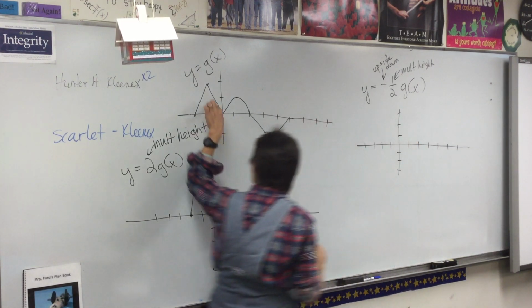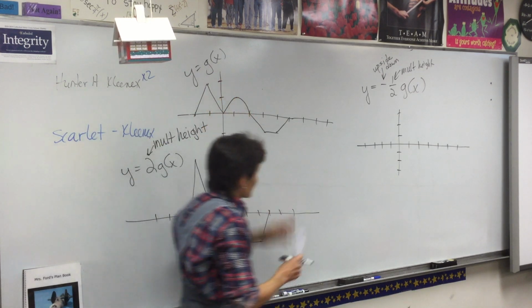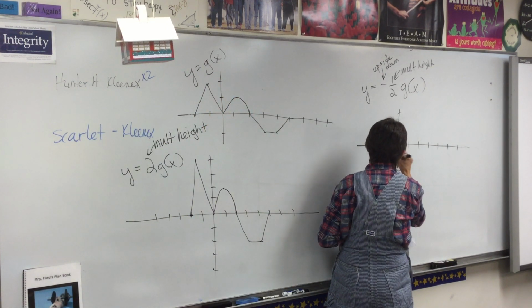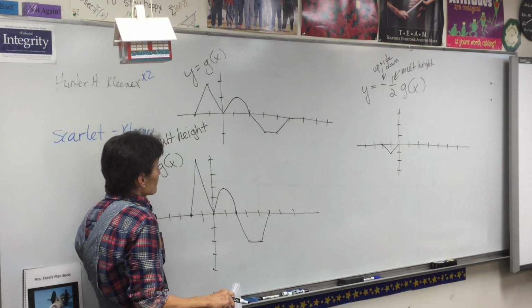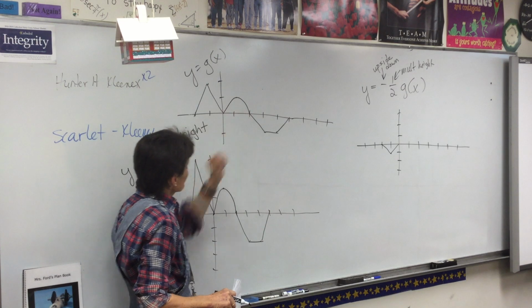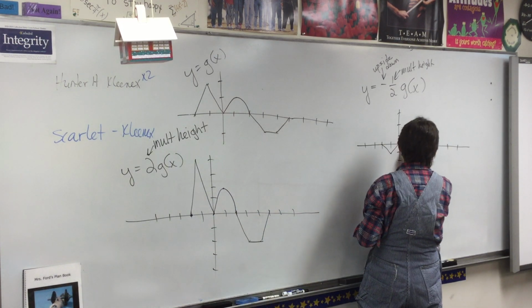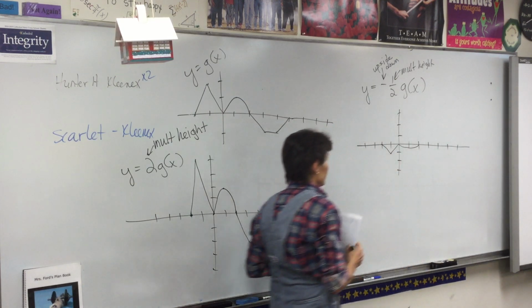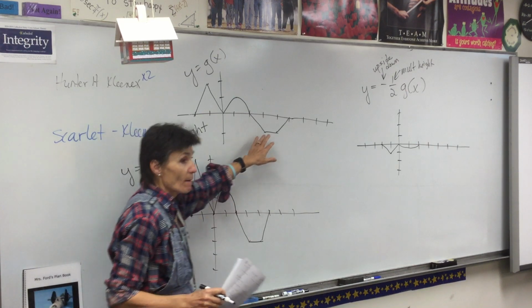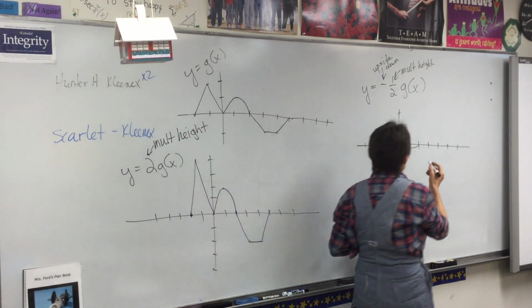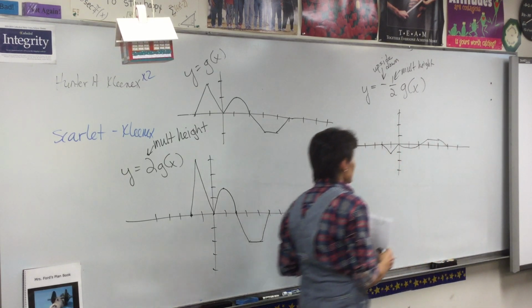So, how tall was the original triangle? 2. So now it's upside down and it's only 1. How tall was the original circle? 1. Now it's upside down and only a half. And the trapezoid? Now it's on top, but it's only a half. There it is.